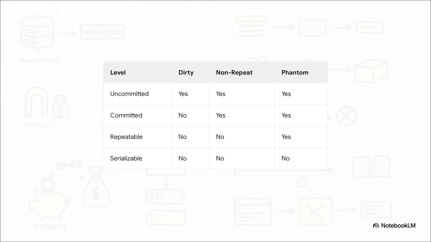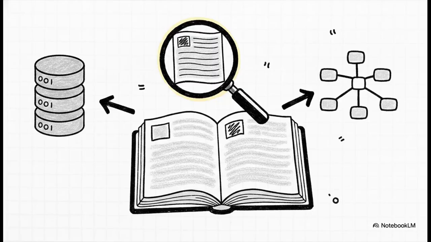The big takeaway here is that you are constantly trading absolute correctness for performance, and relying blindly on database defaults means you're accepting a certain level of risk just to keep your applications running fast. So how does the database actually pull all this off under the hood? Well, let's connect this back to our previous explainer.